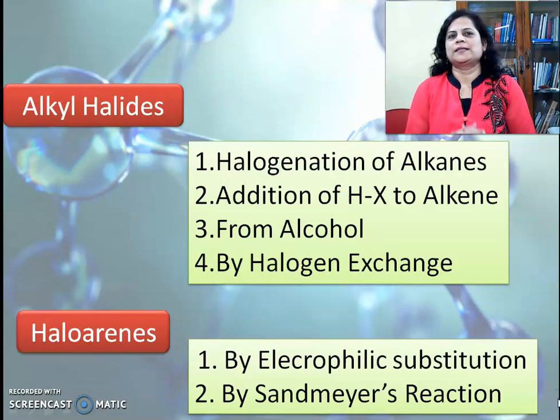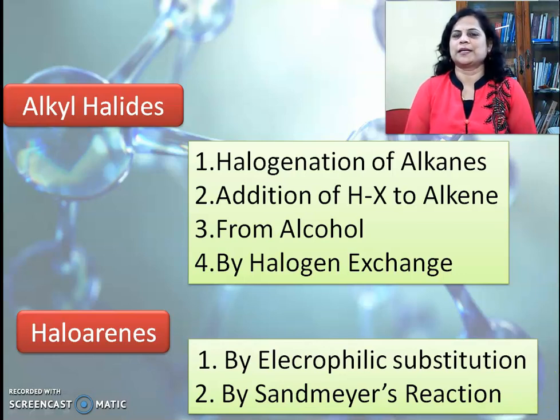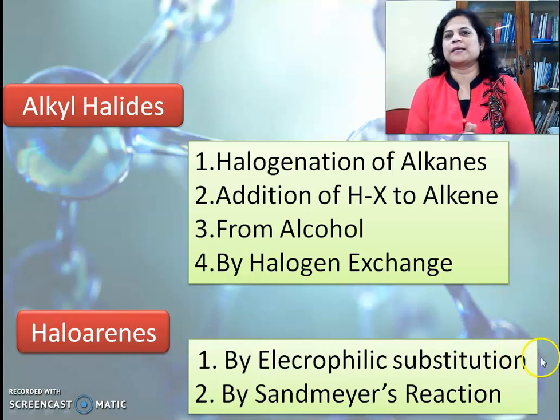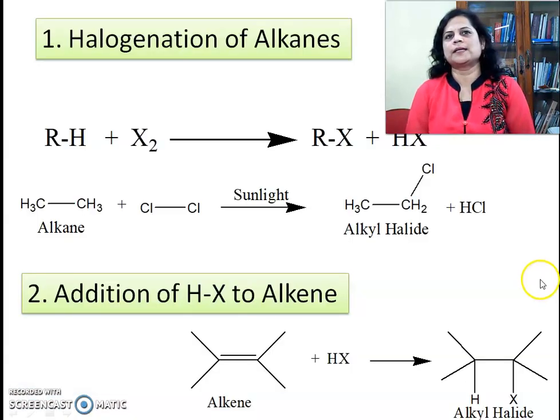Now the methods used for the preparation of alkyl halides are halogenation of alkane, addition of HX to alkene, from alcohol, and by the halogen exchange method. And for haloarenes we have only two methods: electrophilic substitution and the Sandmeyer reaction. First we see the methods for the preparation of alkyl halides.